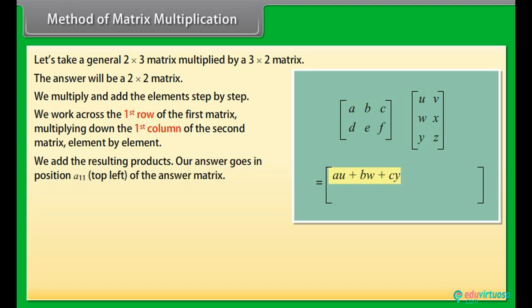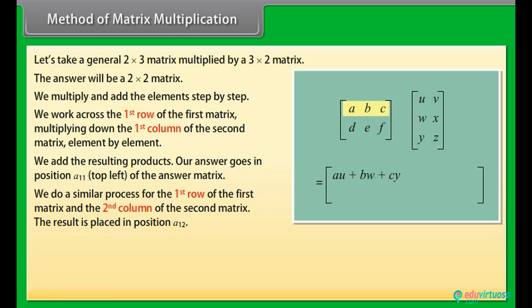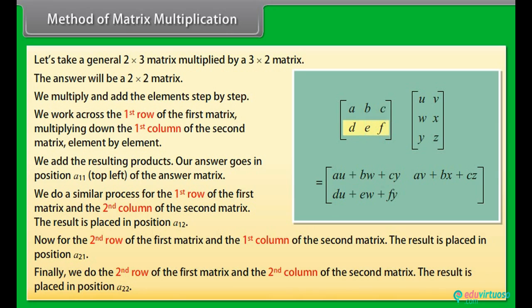Our answer goes in position A11, that is, top left of the answer matrix. We do a similar process for the first row of the first matrix and the second column of the second matrix. The result is placed in position A12. Now for the second row of the first matrix and the first column of the second matrix, the result is placed in position A21. Finally, we do the second row of the first matrix and the second column of the second matrix. The result is placed in position A22.